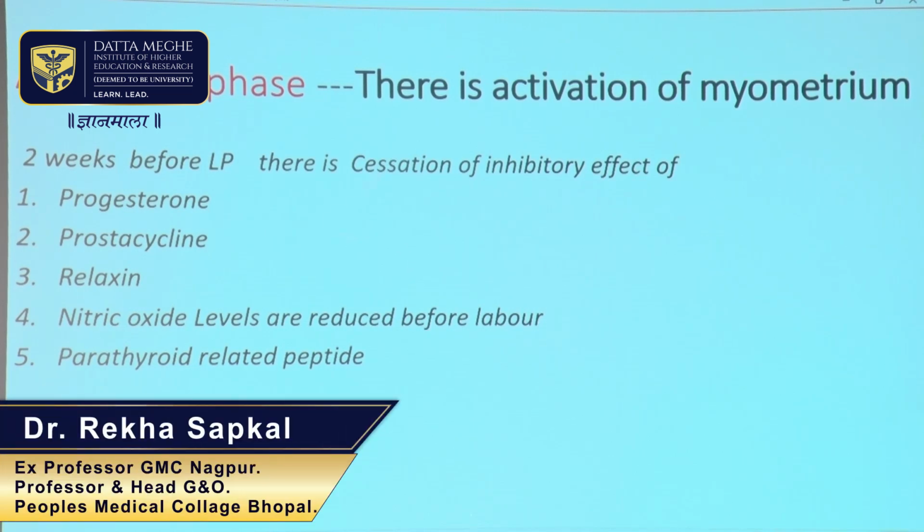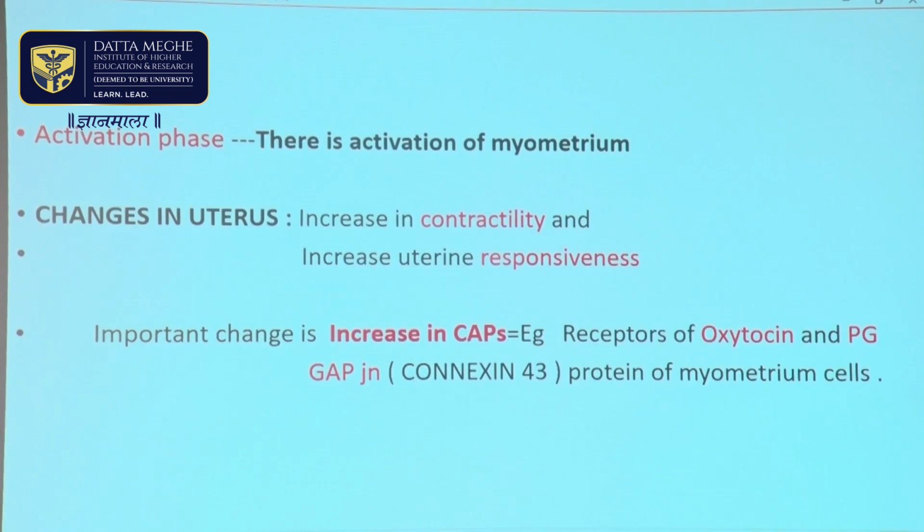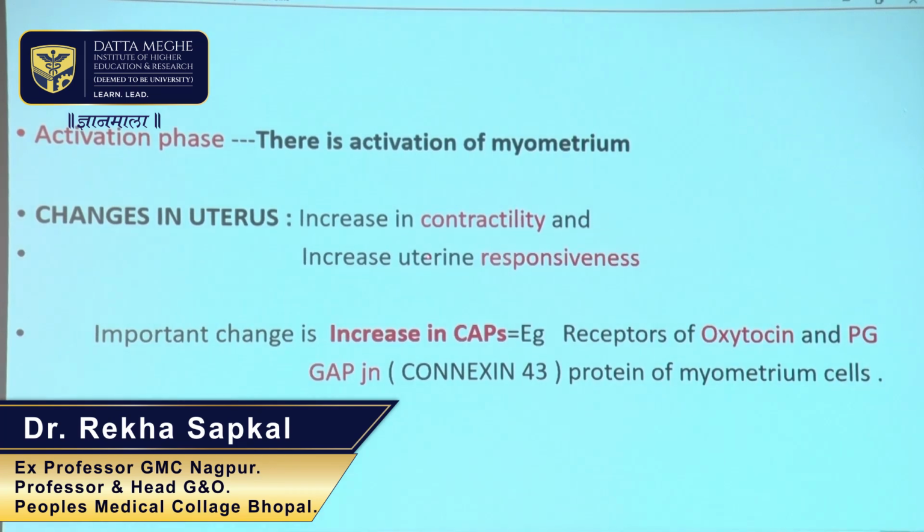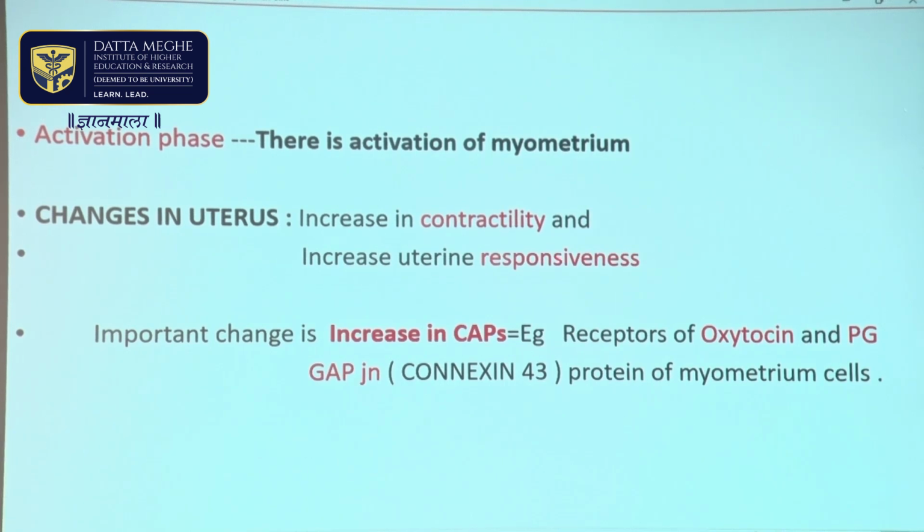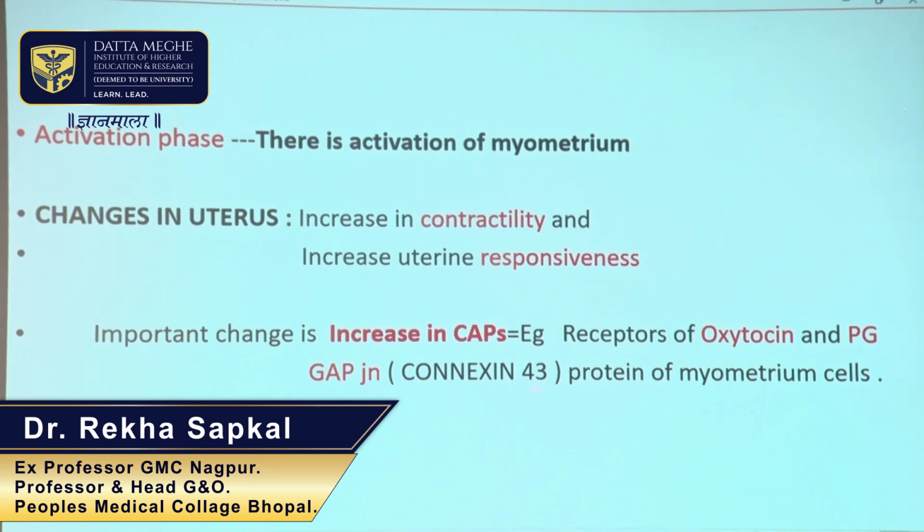These hormones, there is cessation of the inhibitory effect of these hormones in the activation phase. There are certain changes in the uterus in this activation phase, means what? The contractility of the uterus increases, it becomes more sensitive to the uterotonics, and that means the responsiveness is also increased with this. The important change is due to increase in the CAPs, means these are the receptors of oxytocin, prostaglandin, and increase in the gap junction. The name of this gap junction is connexin 43. It is a protein in the myometrial cells.